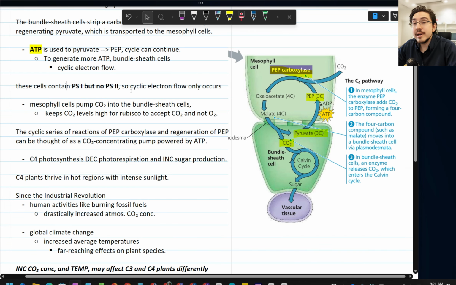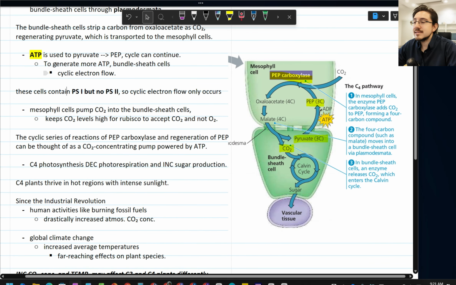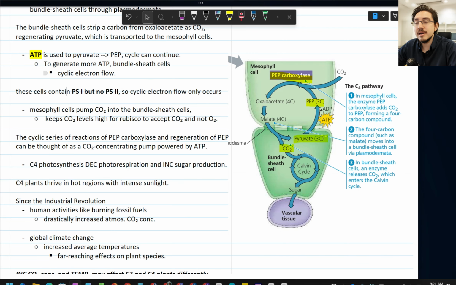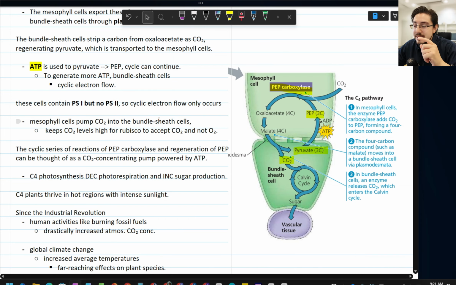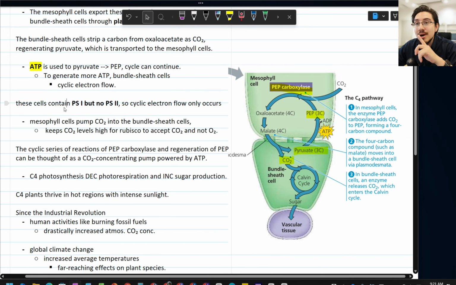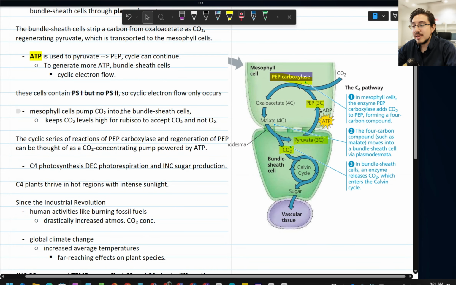To generate more ATP, if you remember the electron transport chain, we have linear and cyclic flows. In these particular cases, you have the cyclic electron flow occurring because you want ATP to be generated and generated, if you remember that part. So these cells tend to contain photosystem 1 and not photosystem 2. So you have cyclic electron flow. You produce more ATP, and you can enable this pathway to continue.